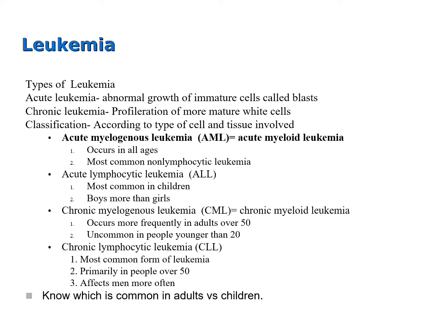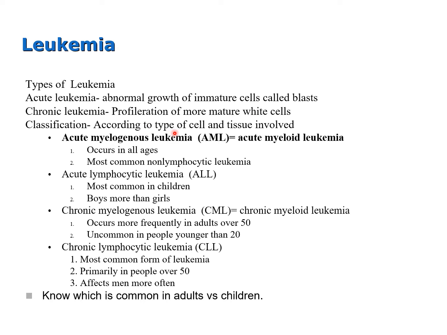Here we have the different types of leukemia again. So acute leukemia is abnormal growth of immature cells called blasts. These are a type of white blood cells. And for chronic leukemia, the key word here is just chronic. Here they're saying that mostly it's the proliferation of more mature white blood cells that are implicated for this one.